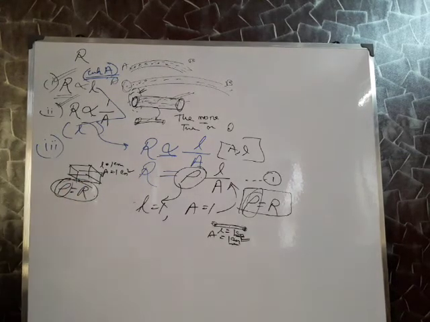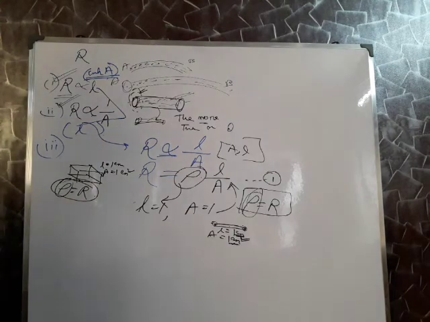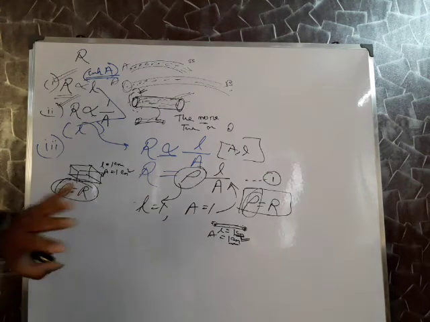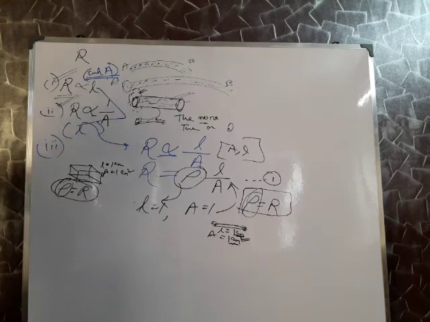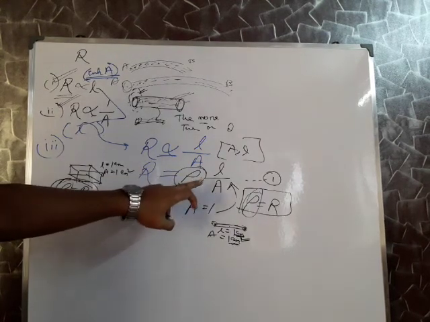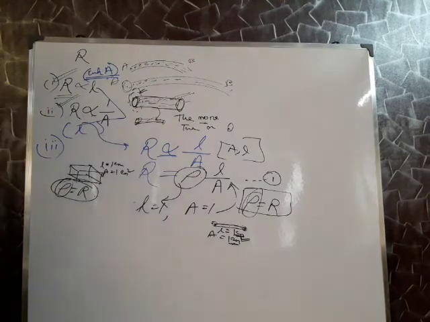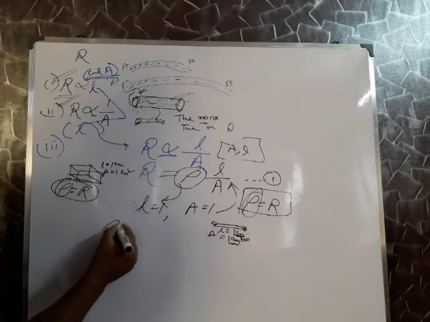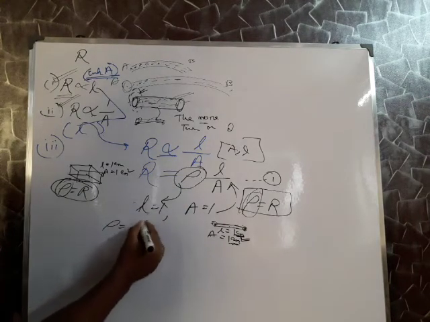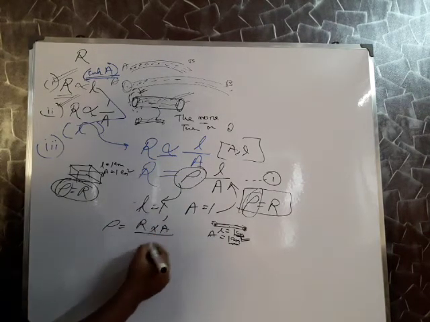You can get the definition in your book, but this is the explanation of how to get the definition of rho, the resistivity or the specific resistance. Then let me introduce what will be the unit. So rho equals to what? Rho equals to R into A by L, right?